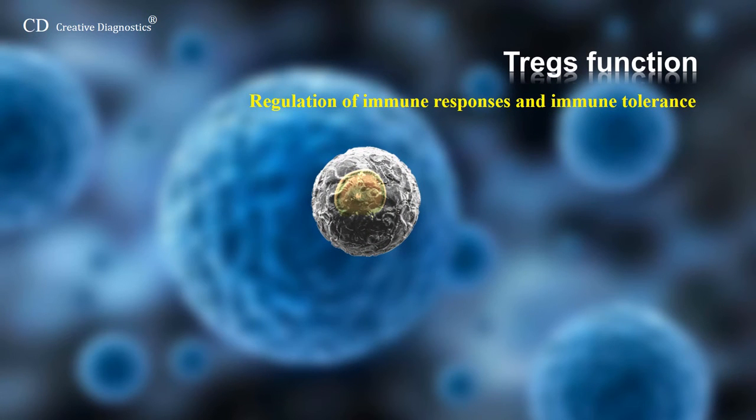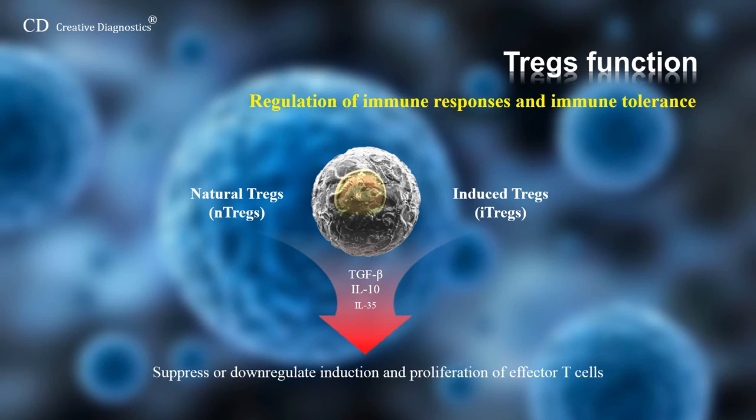A subset of Th cells with regulatory function is identified as Tregs. Treg subsets include thymically derived or natural Tregs and Tregs that are induced via post-thymic maturation. The two cytokines mostly associated with Tregs are interleukin-10 and transforming growth factor beta. Importantly, Tregs can themselves secrete these cytokines and use them to carry out their suppressive function. Tregs are immunosuppressive and generally suppress or downregulate induction and proliferation of effector T cells.